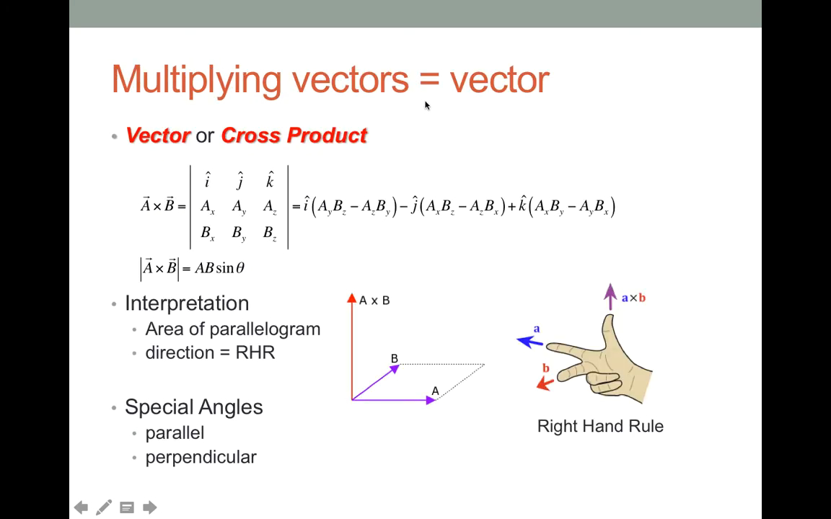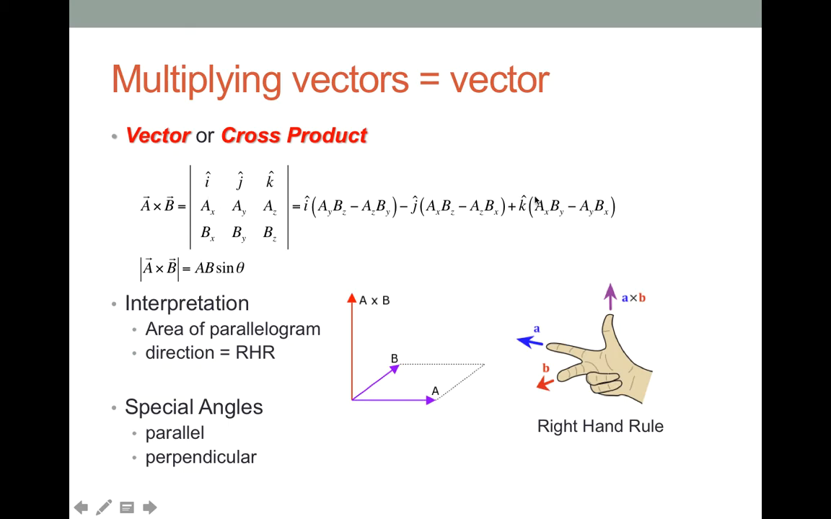Now, the other way to multiply vectors together is to produce another vector, and this, of course, is called the cross product. And this is the way it's represented. It's the vector A, then this cross symbol, times the vector B. Now, I'll write down this equation right here. Do not worry about it. We will never be using it.